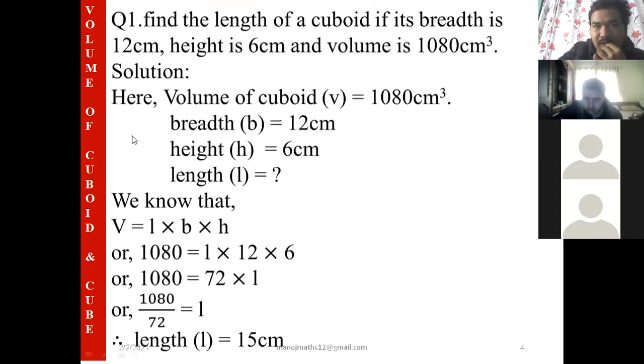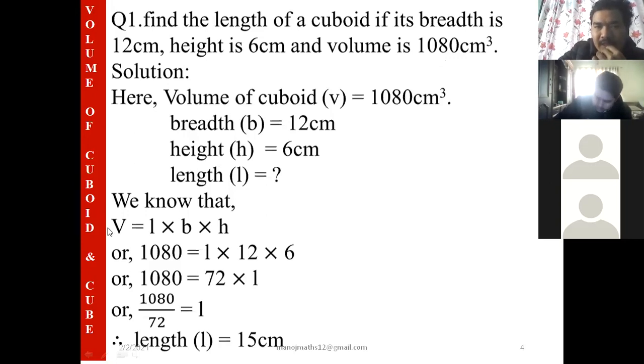Now here is the question. Can you read it once? Find the length of a cuboid if its breadth is 12 centimeter, height is 6 centimeter, and volume is 1080 centimeter cube. What is missing there? Length is missing.